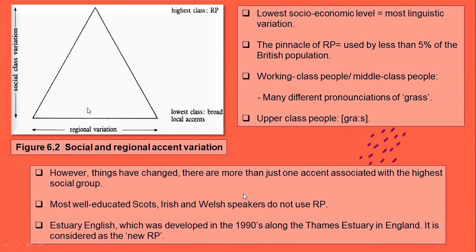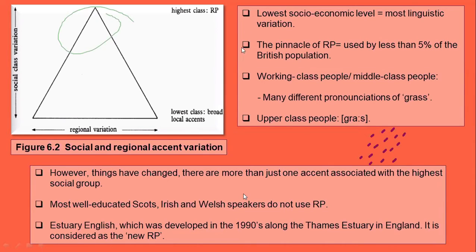Can you show it using the mouse? So the lowest socio-economic group means the most linguistic variation. It means that if you are from the lowest socio-economic group, there will be a lot of variation. But if you are at the pinnacle, at the top, you will use less than only 5% variation only. Okay, continue.